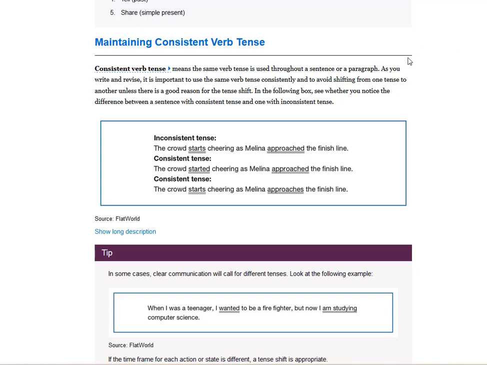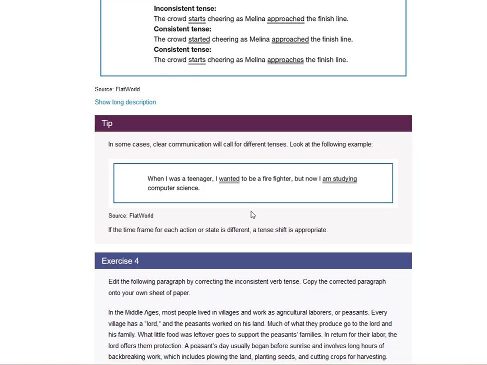And so you will get an X and 0 credit. So this is wrong, inconsistent tense: The crowd starts cheering as Melina approached the finish line. No, the correct one is: The crowd starts cheering as Melina approaches the finish line. So you either have it both as present tense or you can have it both as past tense. Okay? So always maintain consistent verb tense.